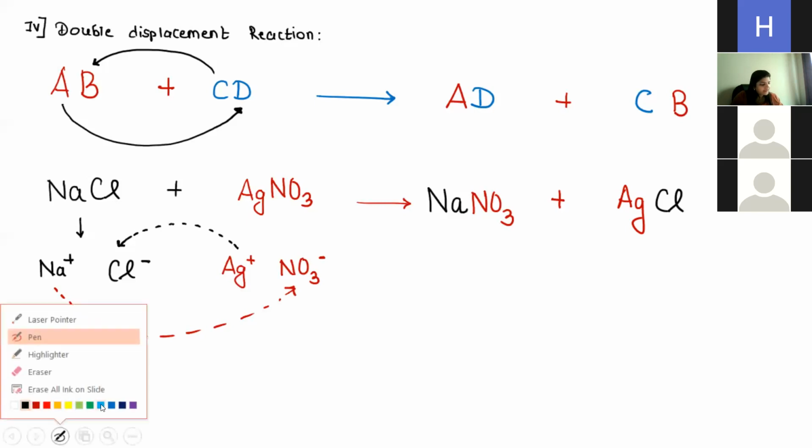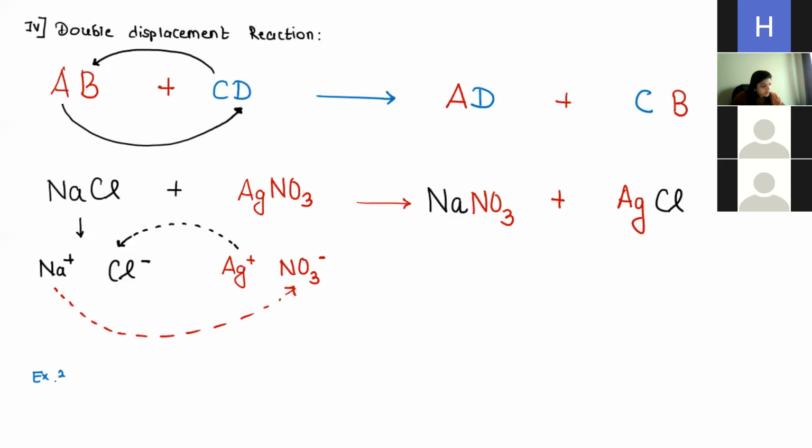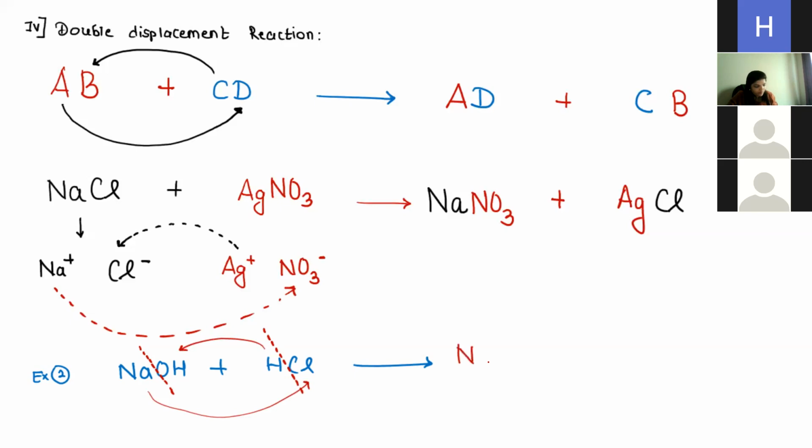Another reaction, example 2. If you have NaOH plus HCl, okay, what will be the product? NaOH plus HCl gives NaCl plus H2O. Very good. NaCl plus H2O. So this is also a double displacement reaction. Please copy down this.